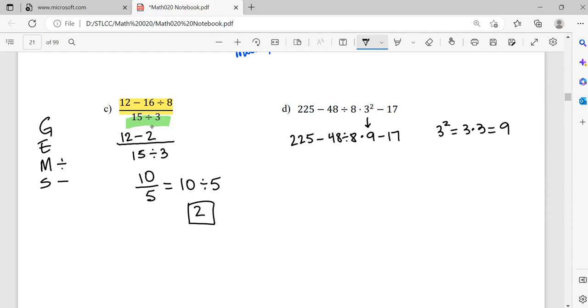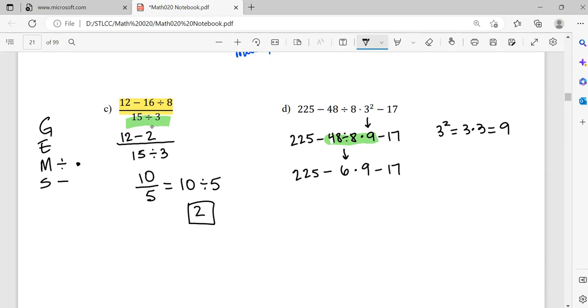And now I'm going to examine my problem again. So I have subtraction, I have division, I have a multiplication, and I have a subtraction. So here's the part that I'm going to be working on next. Okay. So I have division and I have multiplication. They are of equal importance, and whichever one comes first gets done first. So I'm going to go for division because that one is on the left side. So 225 minus 48 divided by 8 is a 6, times 9 minus 17.